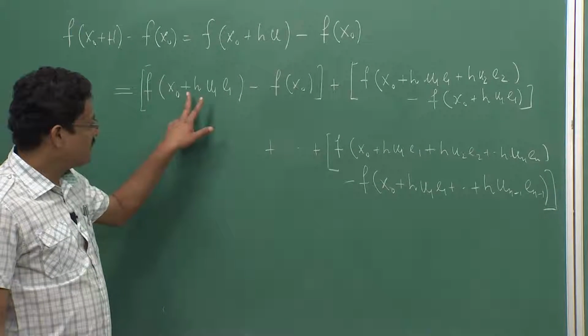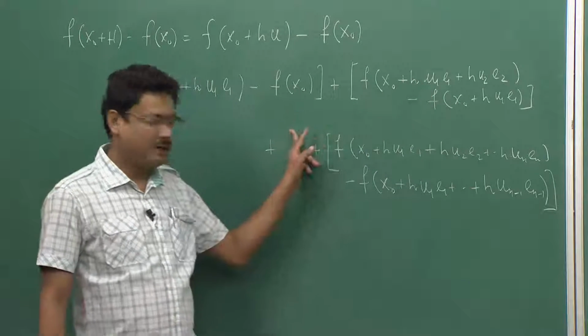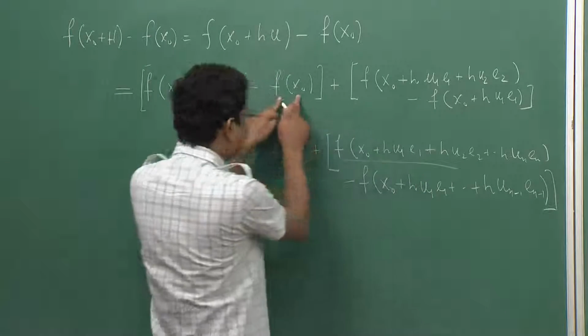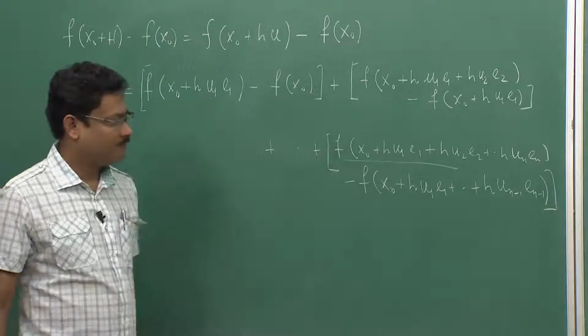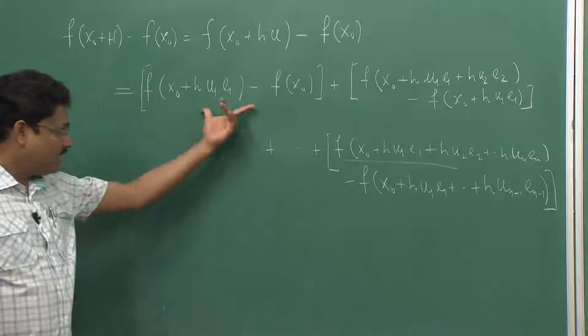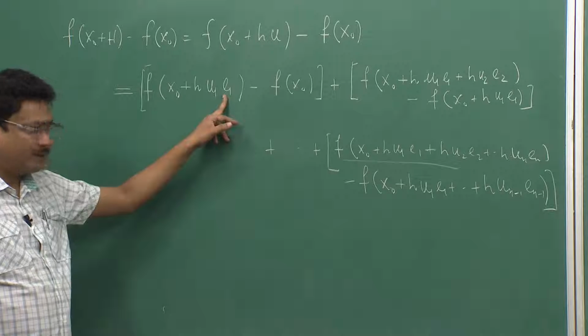See, this term is extra, but this will get cancelled here. This term is extra, this will get cancelled in the next term. So finally, the term that remains is this minus this, which is f of x naught plus h u minus f of x naught. So I have put in certain terms in a way that in each component of this sum only one coordinate is varied.